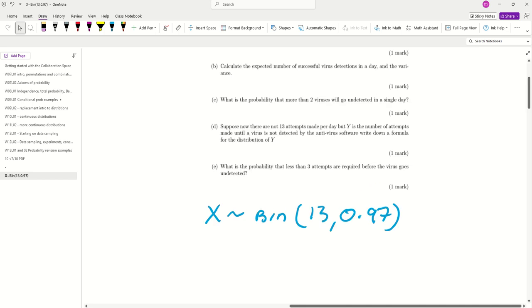If more than 2 viruses are undetected, that means less than 11 viruses are detected. X is the number of viruses being detected. So what we're asking for in this question, right, one interpretation is P(X < 11).